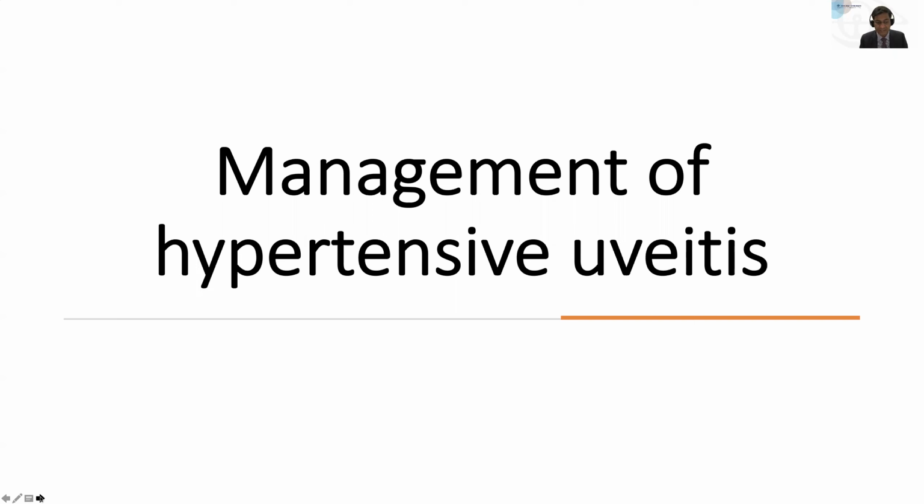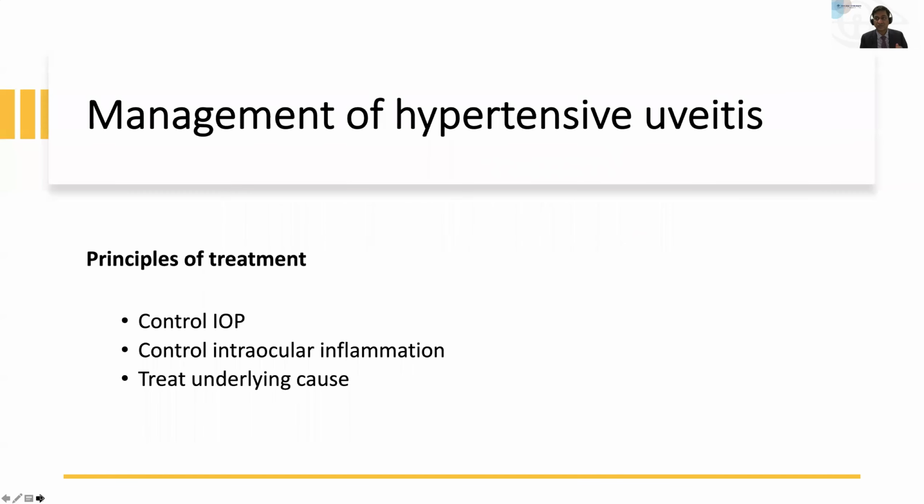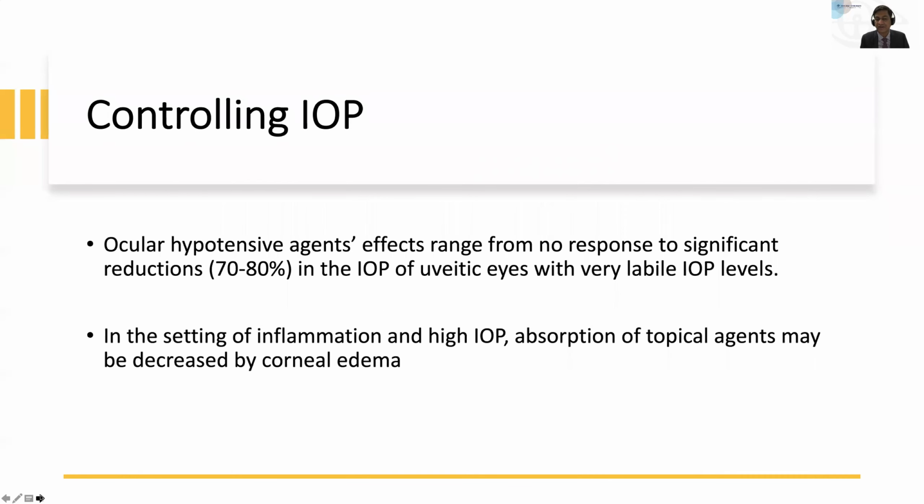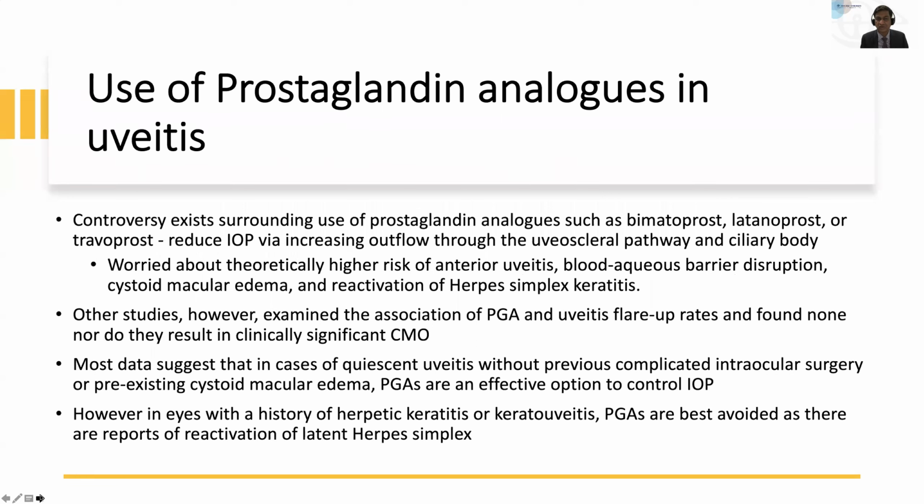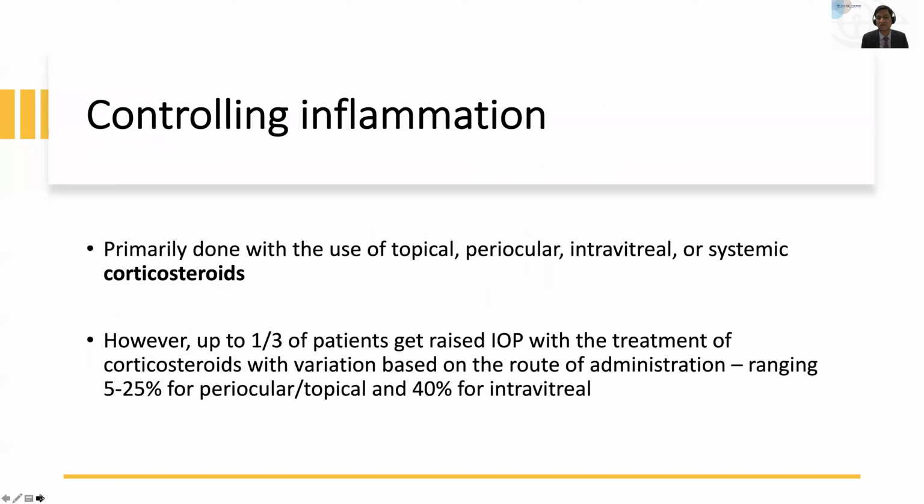Coming to the management of hypertensive uveitis, there are three main principles of treatment: control of intraocular pressure, control the underlying intraocular inflammation, and treat the underlying cause if you are able to identify it. Now, different IOP agents can be used, and there has been a whole lot of debate about prostaglandin analogs in patients with uveitis, so I'm not going to go into the details of it.